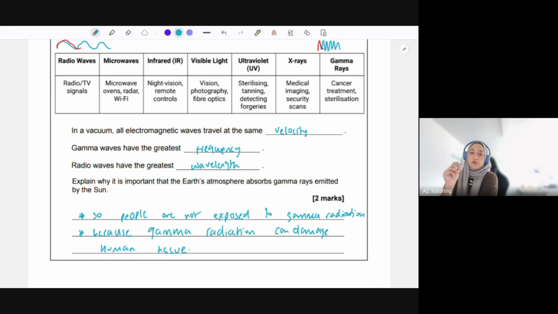Make sure when you're speaking about ultraviolet, you speak about the particular cancer of skin cancer. Don't just say cancer generically. Ultraviolet hits the skin and essentially can cause skin cancers.